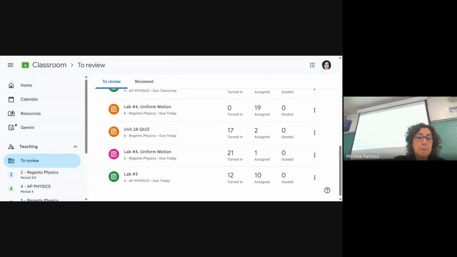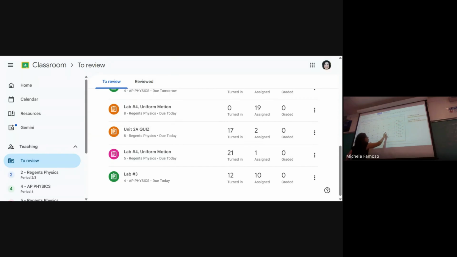Okay? Questions 6 and 7 and 8 are referring to car 3 and car 4. So let's go back to those graphs and let's see. Car 3 is the one in yellow. Car 4 is the one in green. You see them? 3 and 4.